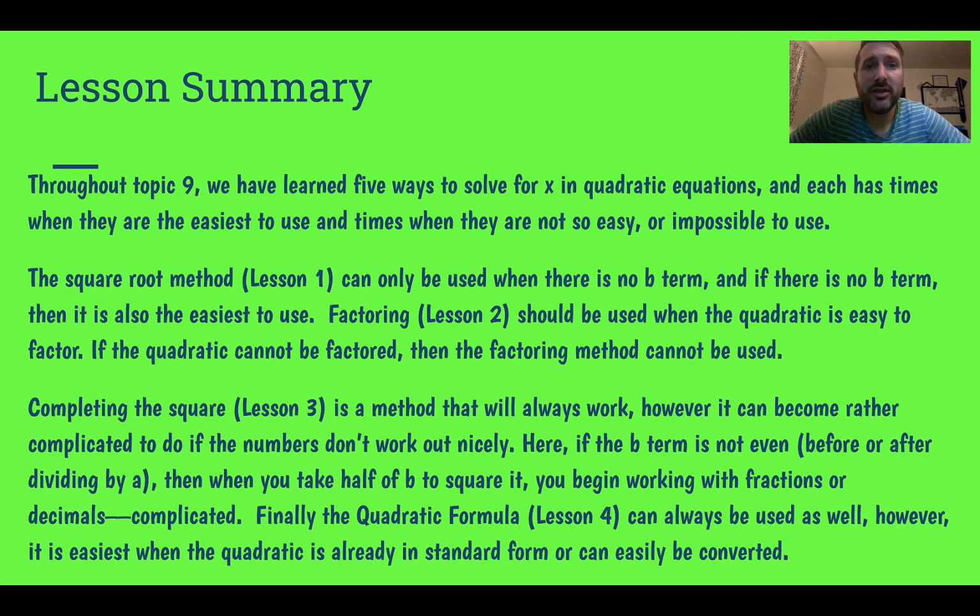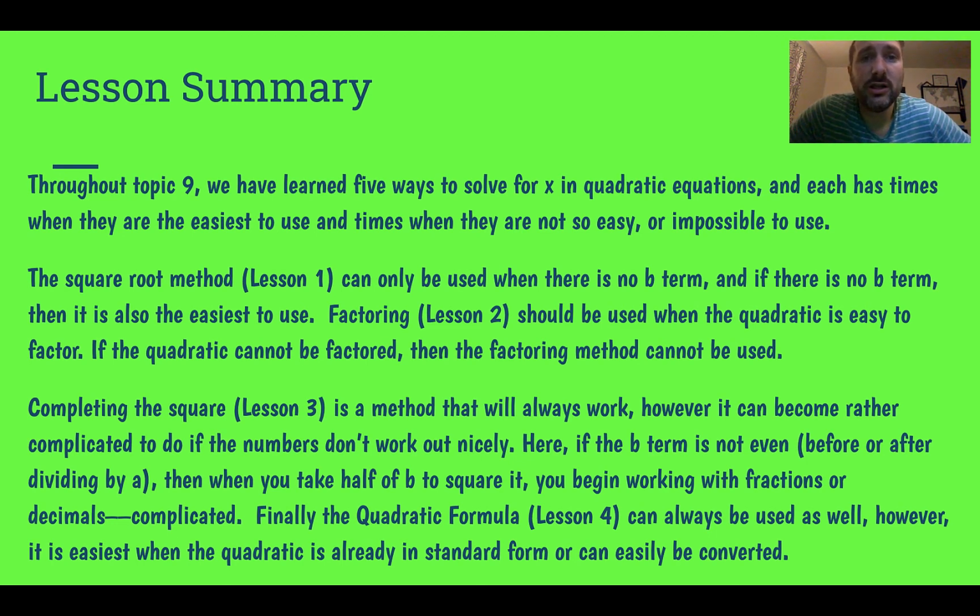So the square root method, which was lesson 1, can only be used when there is no b term. And if there's no b term, then it's the easiest to use. We saw factoring, which we learned about in lesson 2, should be used when our quadratic equation is easy to factor. If it can't be factored, then you can't use the factoring method.